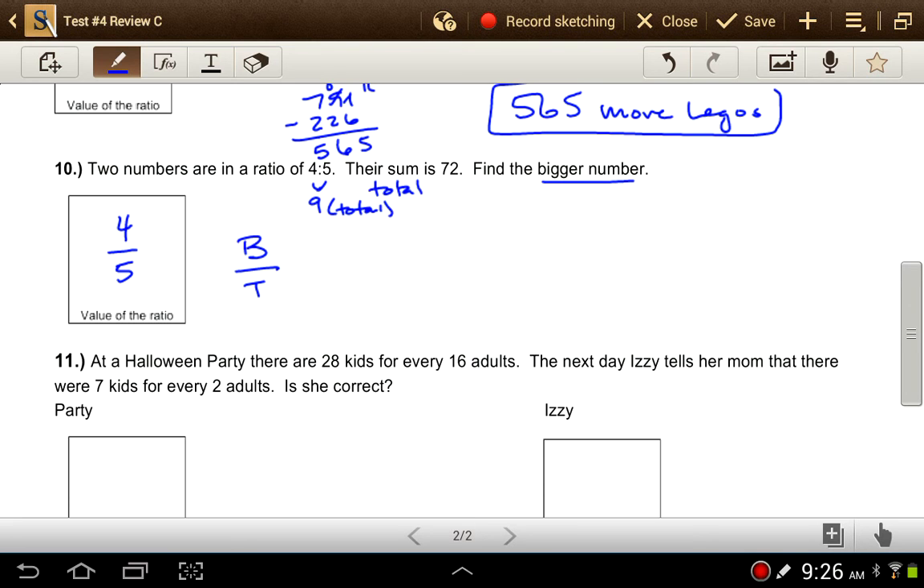When I answer the problem, though, I'm going to use my bigger number, which is 5, over my total amount, which I just added 4 and 5 to get 9. Okay? That's the ratio that I am going to use. I want to get that sum to 72.